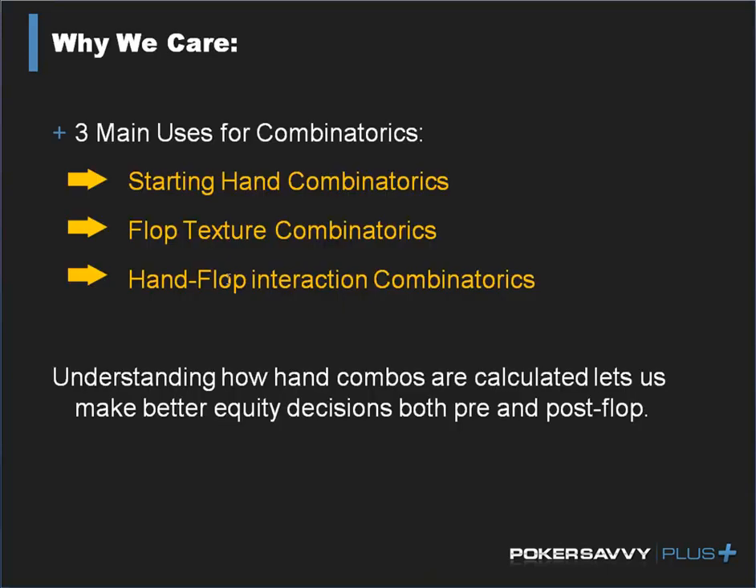Okay. So as hinted at already, there's 3 main uses for combinatorics: starting hand combinatorics, flop texture combinatorics, and hand flop interaction combinatorics. Starting hand combinatorics is basically just the breakdown of that 270,725, the 52 choose 4, and how it splits out into different types of hands. How often are we dealt single suited hands? How often are we dealt double paired, double suited hands? How often are we dealt trips, etc.? All that kind of stuff. And we're going to look at a chart in a minute that covers the breakdown of that.